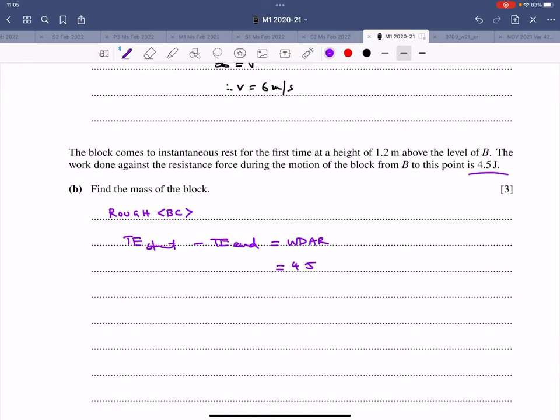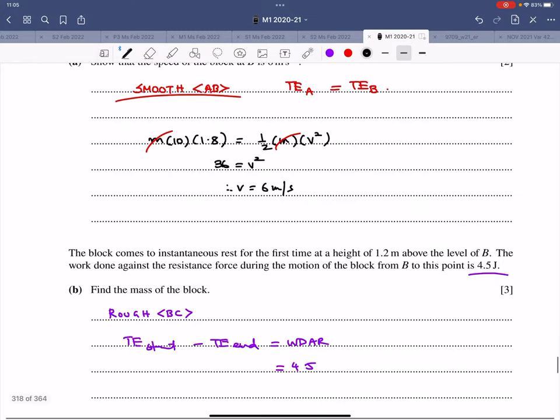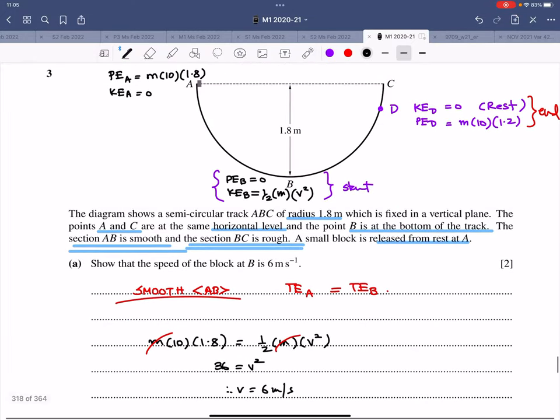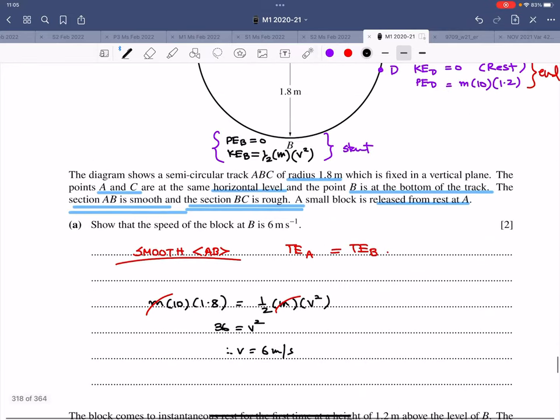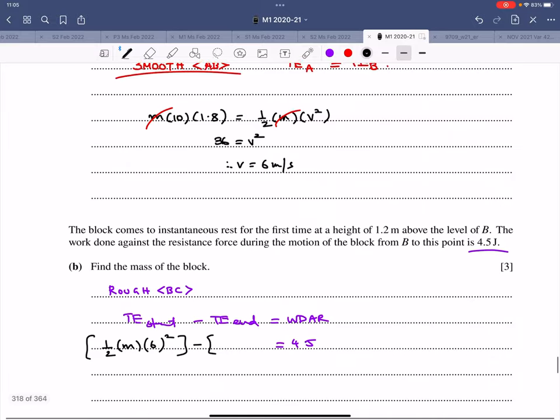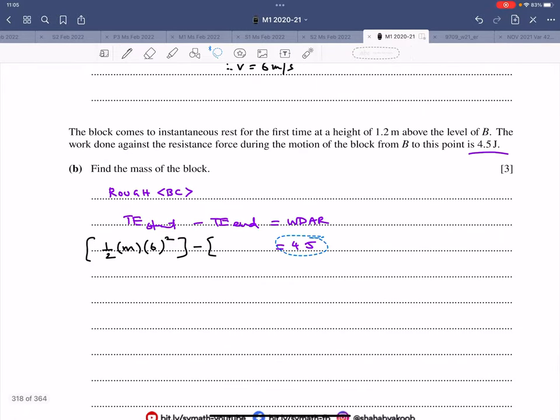And total energy at the beginning, that is half into m into v square. So this is half into m into v square, that is 6 square. Minus total energy at the end, that is equals to m into 10 into 1.2. So let me move this forward a little bit. So therefore, this is m into 10 into 1.2.